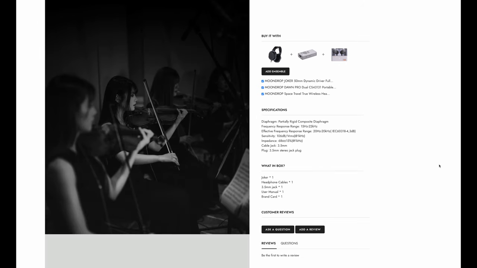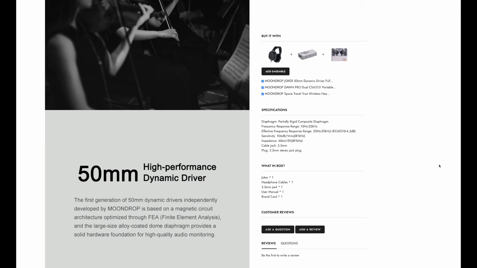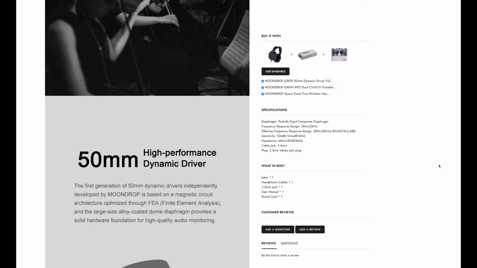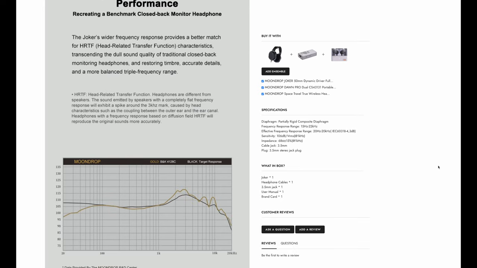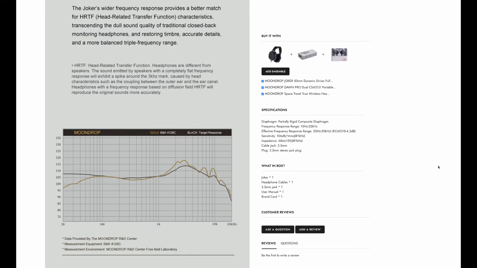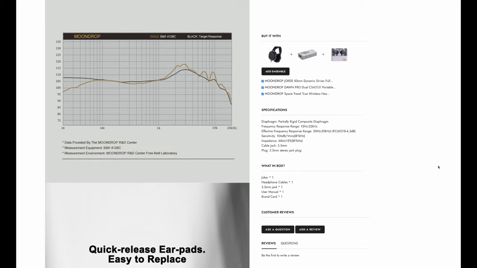Moondrop says that the 50mm drivers in this headphone are proprietary and developed in-house. The frequency response graph Moondrop provides indicates a bass roll-off and an emphasis around the 3 kHz mark. They apparently wanted to tune their headphones to the head-related transfer function, which they believe would render more accuracy.